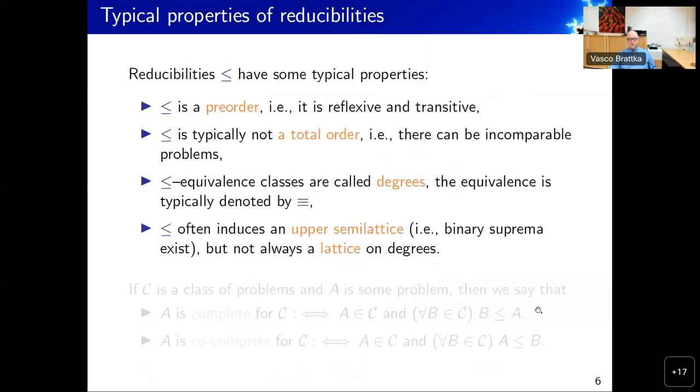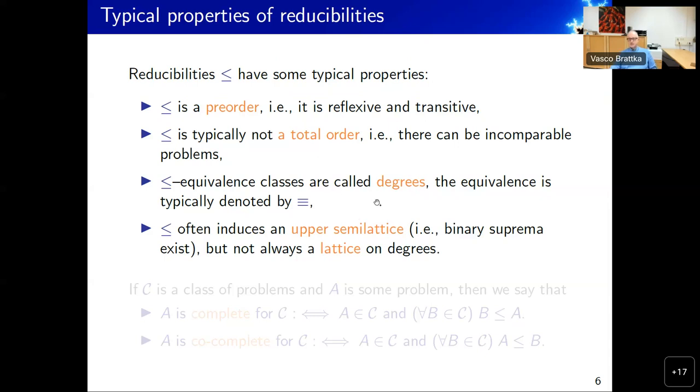Okay, so what are the typical properties of such a reducibility? Well, we typically expect that it's a preorder, so it's reflexive and transitive. That really makes it a reducibility in a certain sense, because we want to compare problems, and so it should have these properties. We don't expect that it's a total order, and in most cases of these reducibilities it's not a total order, so there can be incomparable problems.